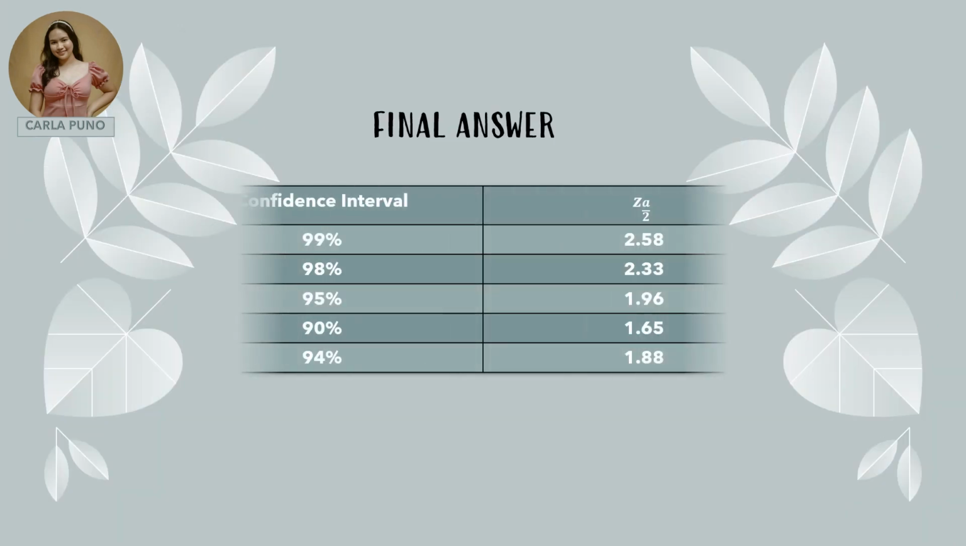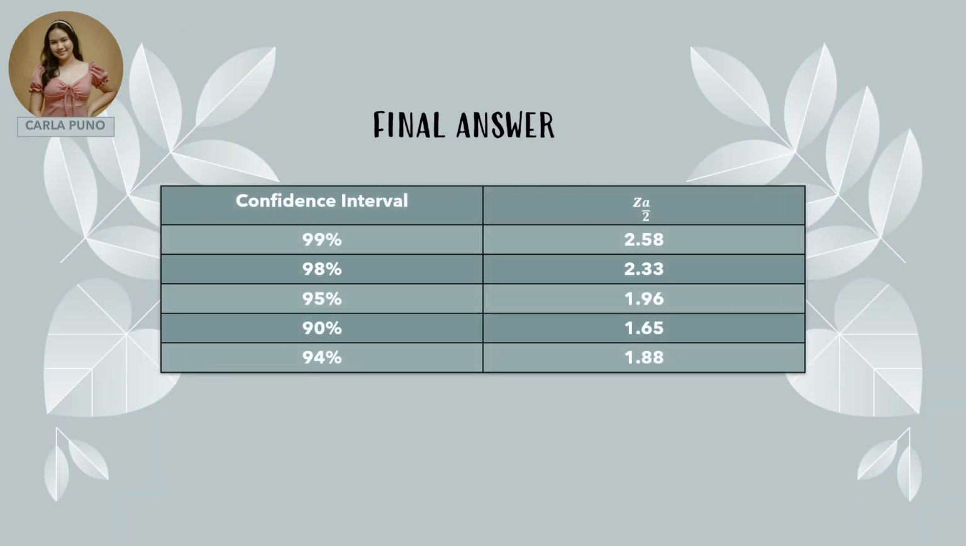Our final answer, we have this table for the confidence interval and its corresponding z sub alpha over 2. For the 99%, we have 2.58. For the 98%, we have 2.33. For the 95%, we have 1.96. For the 90%, we have 1.65. And for the 94%, we have 1.88.